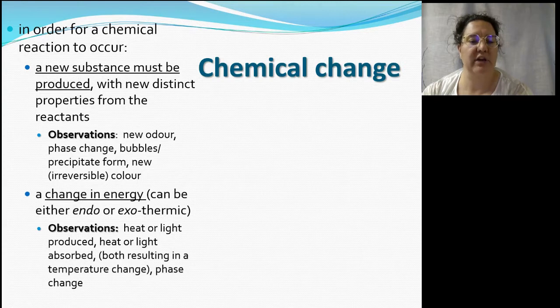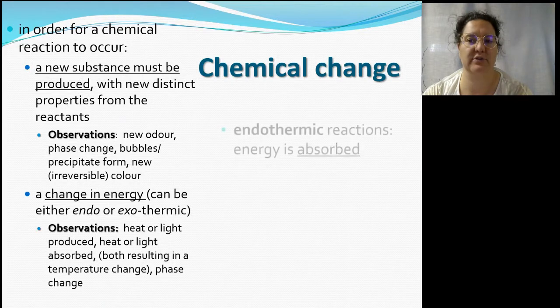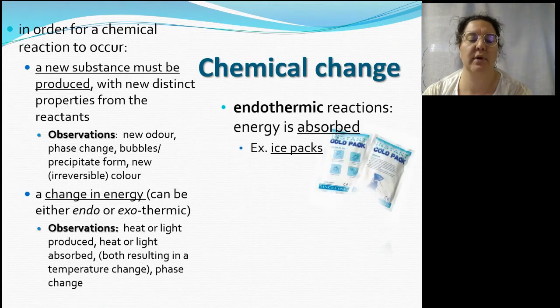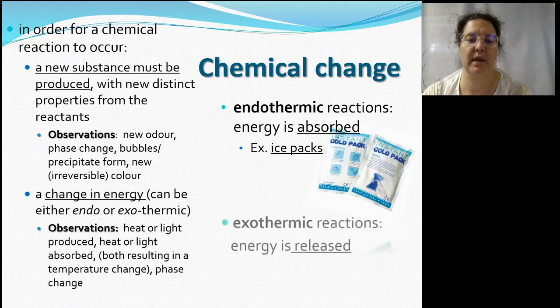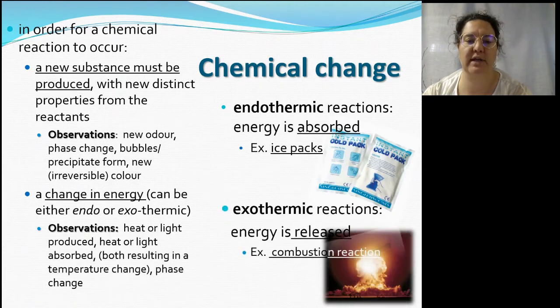Now, this energy change can either be endothermic or exothermic, so it can release heat and become hot, or absorb heat and feel cold. And so heat or light could be produced, heat or light could be absorbed, both resulting in a temperature change, or even possibly a phase change. So in an endothermic reaction, heat is absorbed, like ice packs, and in an exothermic reaction, heat is released, like a combustion reaction.